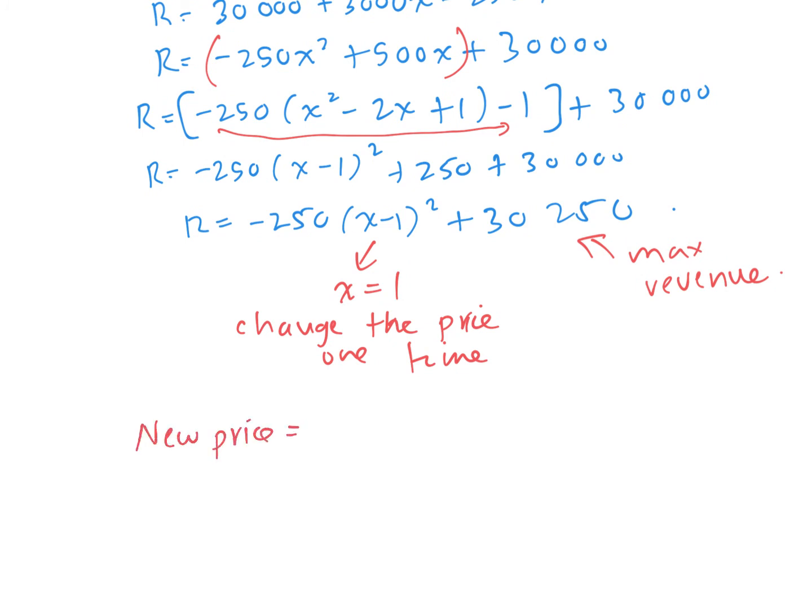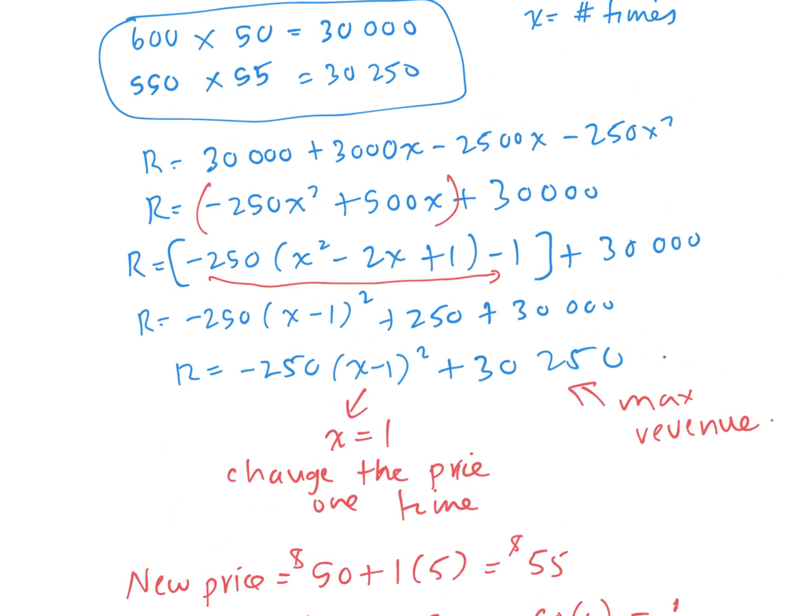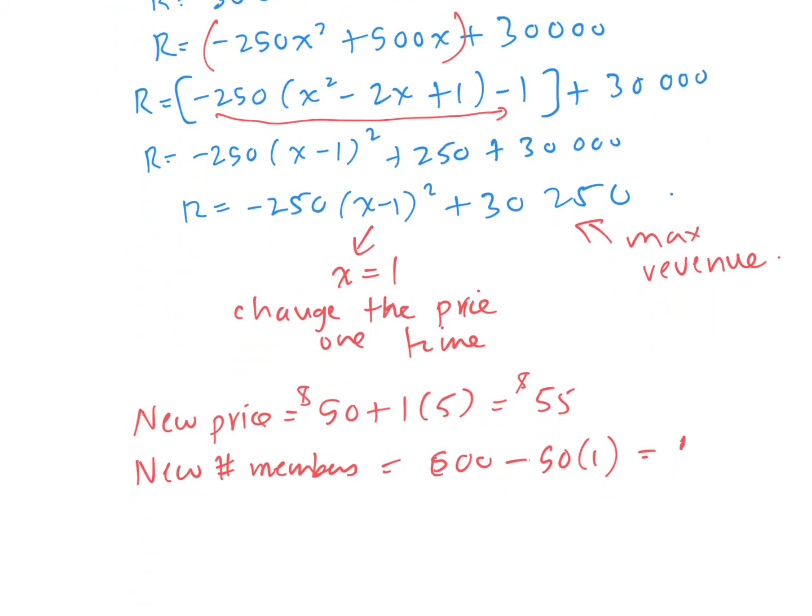So our new price will be $50 plus 1 change of $5, so the new price is $55, and the new number of members is 550 members. We were losing 50 members every time we change the price, so we're losing 50 members once. Starting from 600, we have 550 members, and then we could say, well, 550 members times $55 is $30,250, which is what we got in the equation.